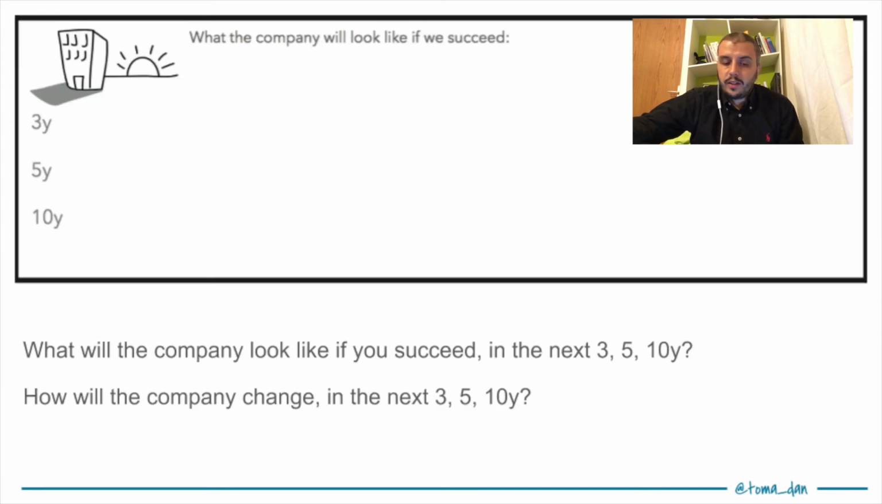And the next one is, what do you think the company is going to look like if you succeed? How do you think the company is going to look in 3 years, 5 years, or 10 years if you succeed in implementing the innovations based on the trends you've identified? Do you think the company is still going to look the same, or do you think it will change? How will the company change?